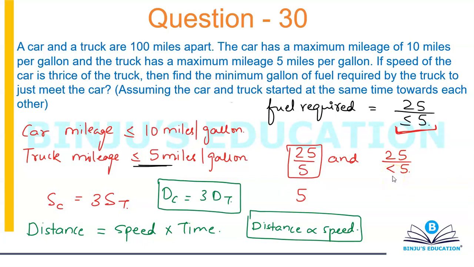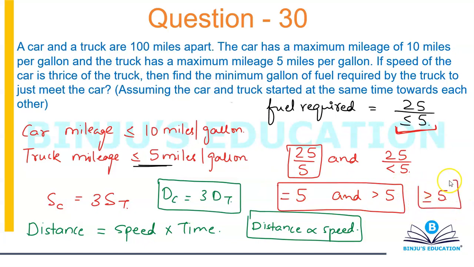What is 25 by 5? That's 5. If I am decreasing the denominator, the overall fraction would increase. So 25 divided by less than 5 will be greater than 5. Now you have to combine these two and you can say that your answer is greater than or equal to 5. So the fuel requirement is greater than or equal to 5 gallons.